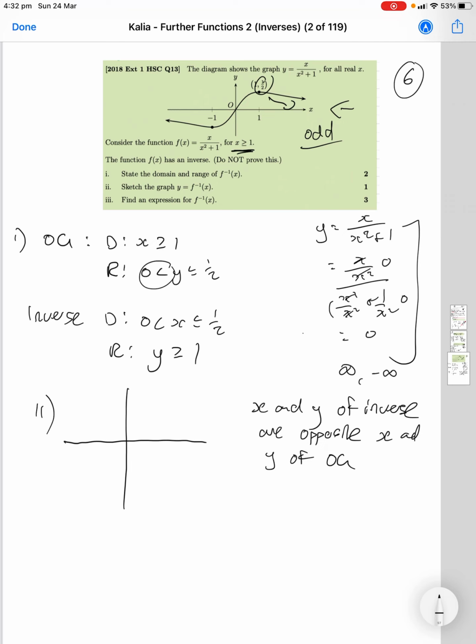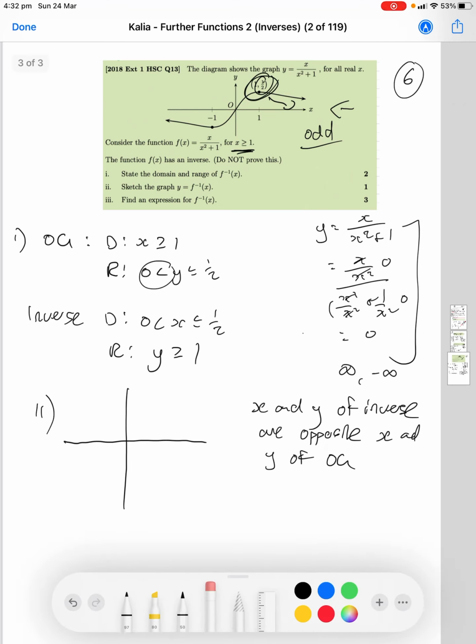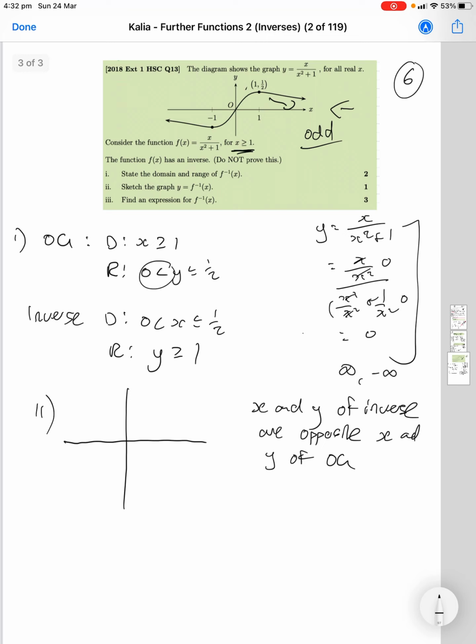I'm just going to write OG, which means the original. The point I'm looking at right there, the point I've just circled that I'm now erasing, on my inverse is not going to be (1, 1/2). It's going to be (1/2, 1), which is going to be right there. The x and y coordinates have swapped.